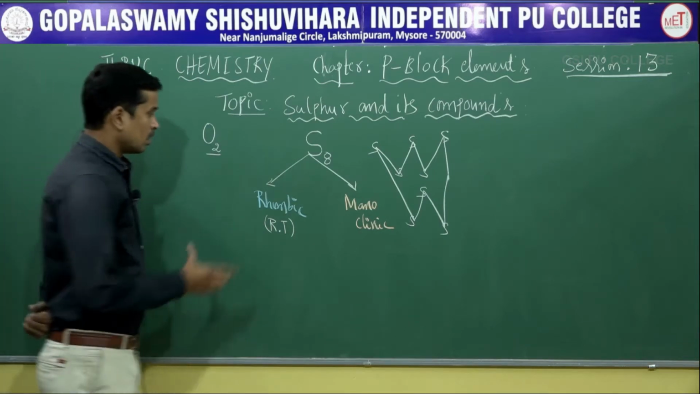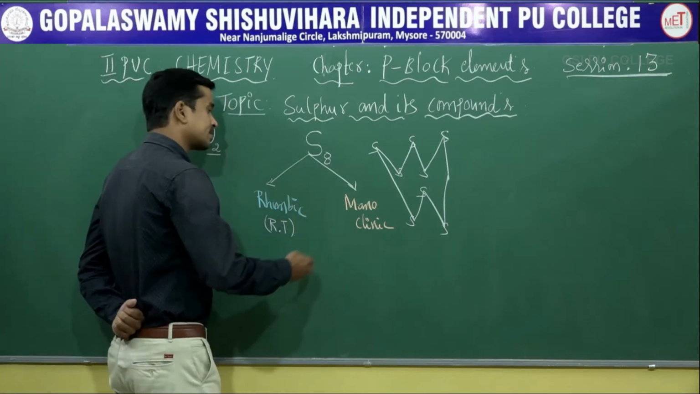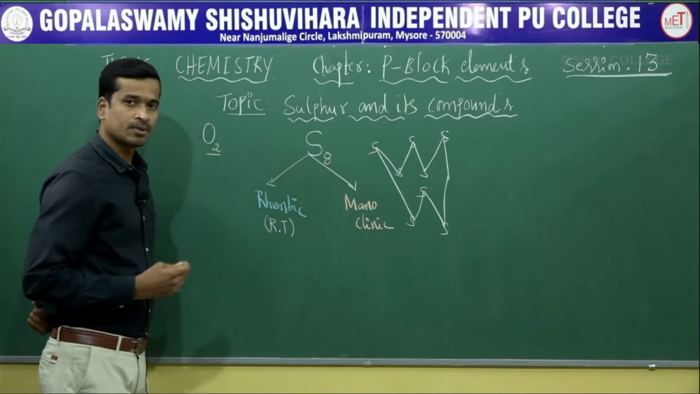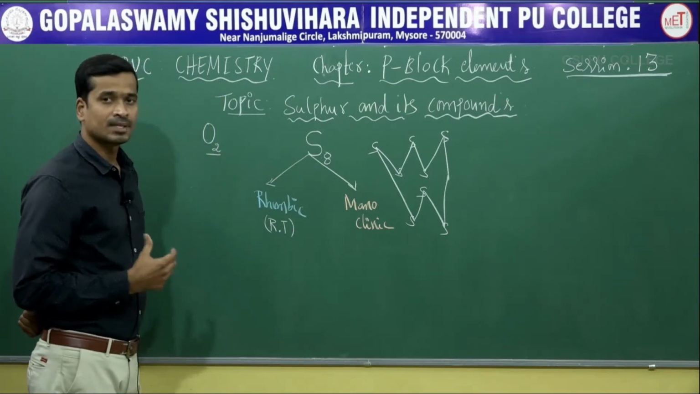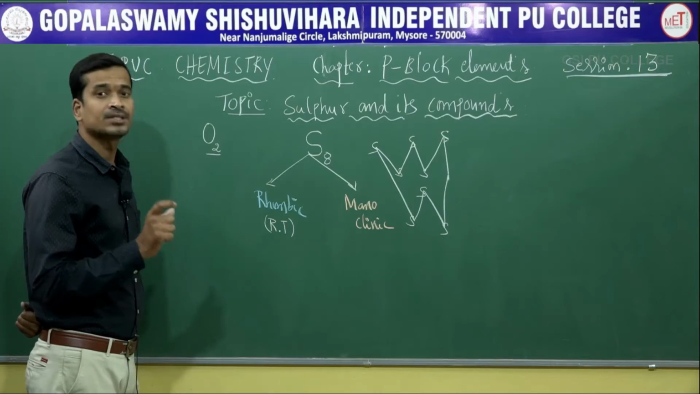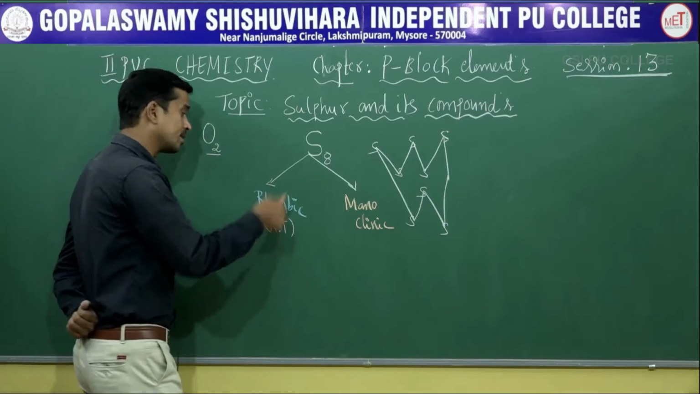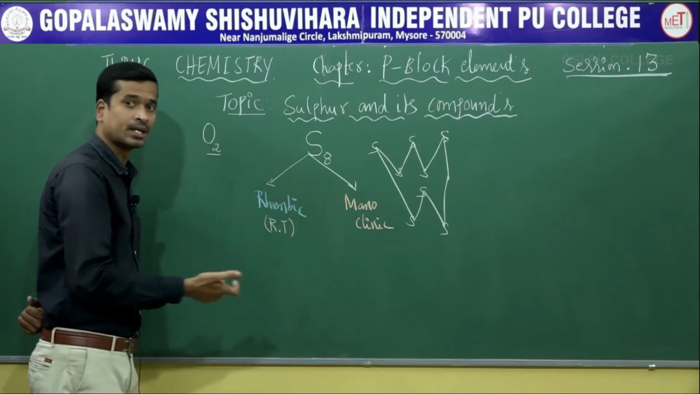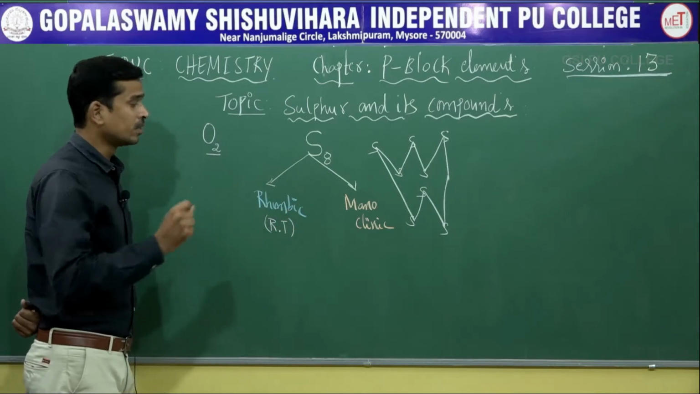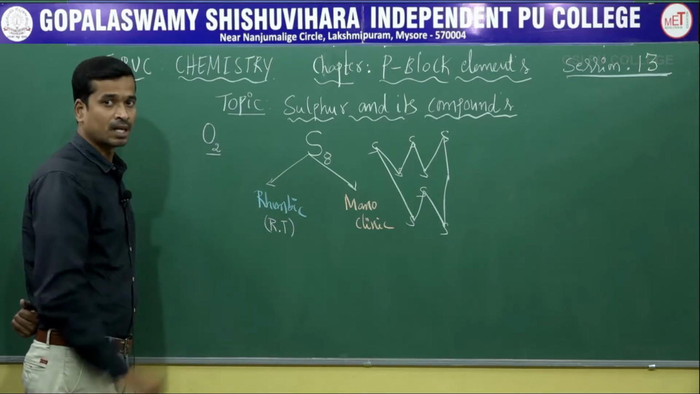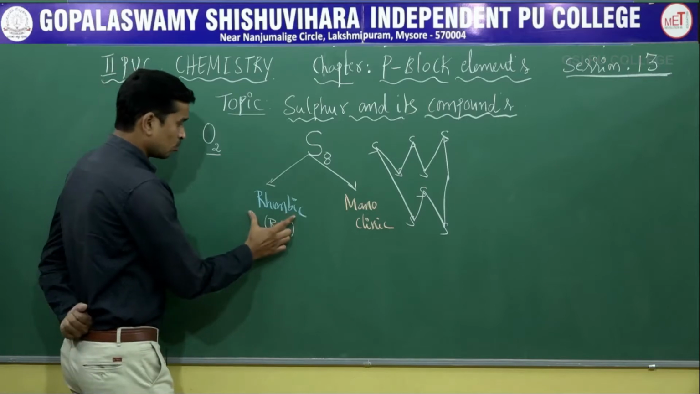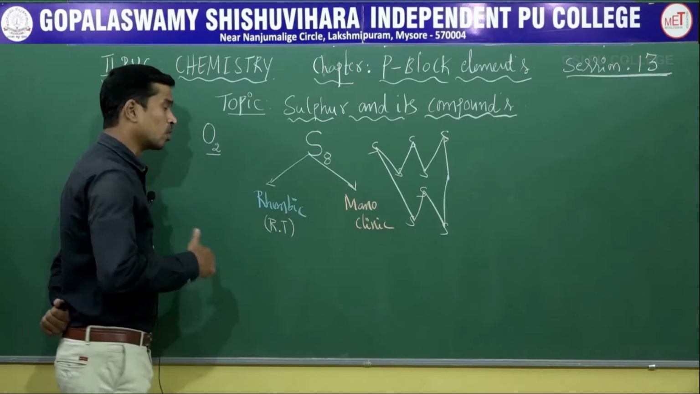Why is it called rhombic, and why is it called monoclinic? In your physical chemistry chapter, you will study the solid state, and the reason for the names rhombic and monoclinic. You have to study that chapter only. At room temperature, rhombic sulfur is more stable.